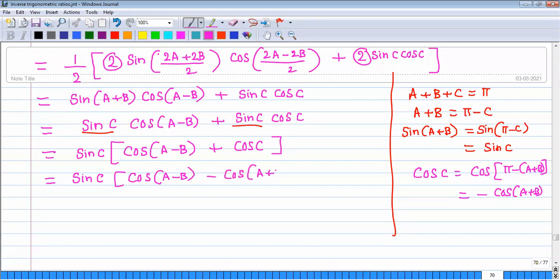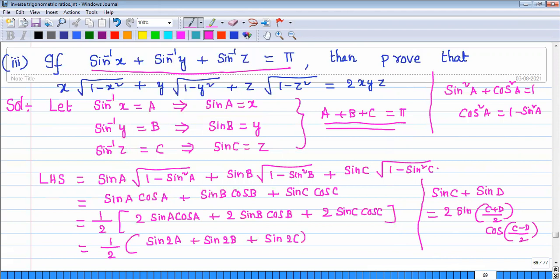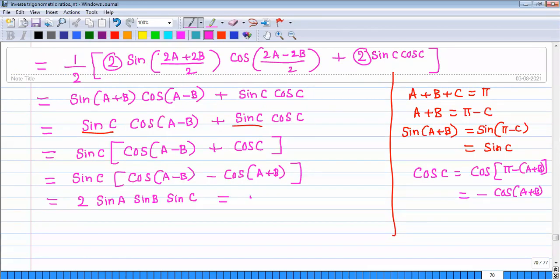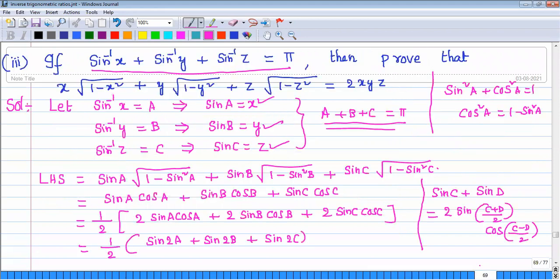My dear students, remember this is a very, very important formula we derived in compound angles. Cos of (a minus b) minus cos of (a plus b) is 2 sin a sin b. So this we can write as 2 sin a into sin b into sin c. Just go back to check: sin a is x, sin b is y, sin c is z. So let us replace it. We get 2xyz, the RHS. Hence it is proved. For your clarification, once again, go through the question.